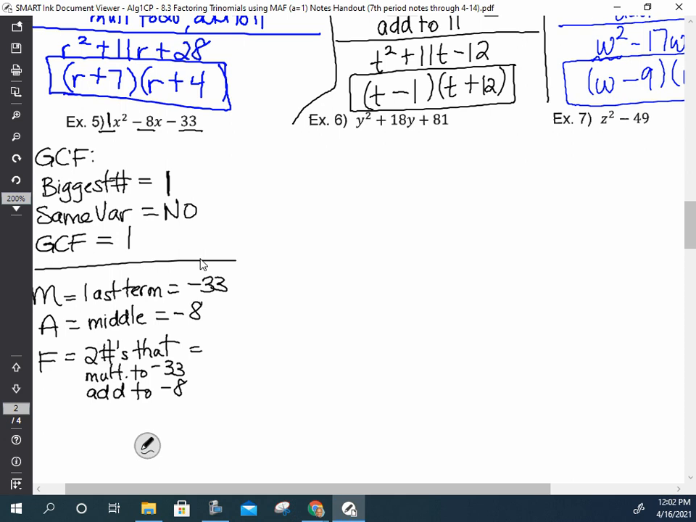So always start with the multiplying part. What will multiply to negative 33? 11 times negative 3? Yeah. So these are the 2 that I heard, one from Amari and one from Willie. But only one of these is going to work. Both of these will give me negative 33, but only one of them will add up to negative 8.